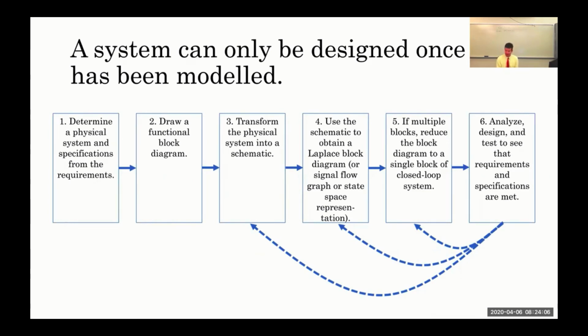You're likely going to have a bunch of different subsystems in that step 4 Laplace block diagram. Step 5 is take those multiple Laplace blocks and condense them as much as you can until you get, say, nominally, a single transfer function from input to output.